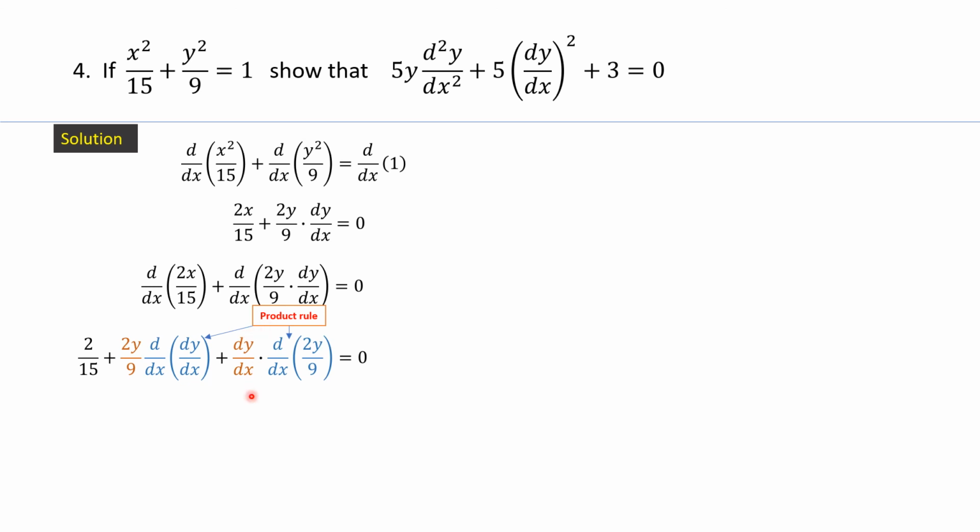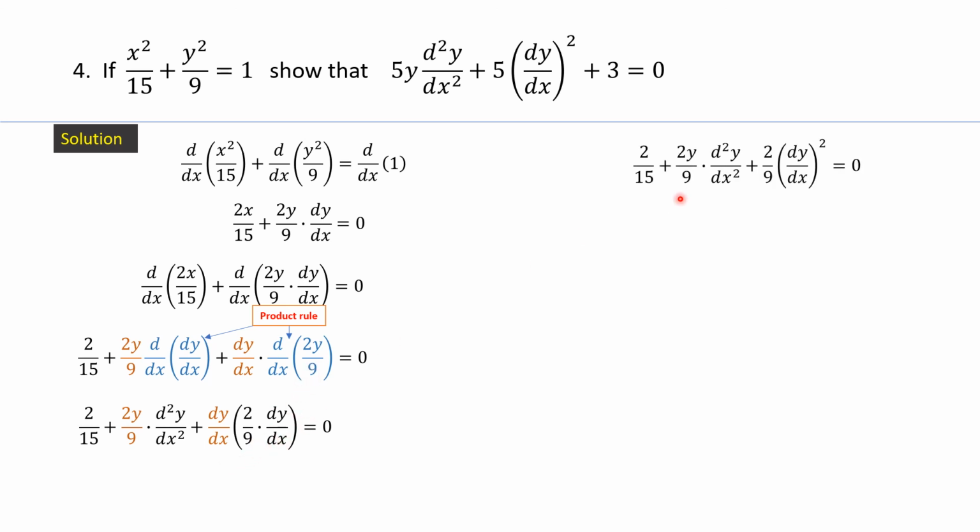It's a product rule: 2 over 15 plus 2y over 9 times the second derivative, plus dy/dx times the derivative of 2y over 9, which gives 2 over 9 dy/dx. So we have 2 over 15 plus 2y over 9 times the second derivative, and then 2 over 9 times the first derivative squared.